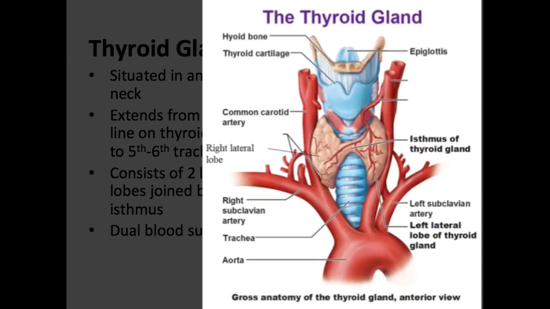Similarly, the superior thyroid veins drain into the internal jugular vein, whilst the inferior thyroid vein drains into the left brachiocephalic vein. In terms of its nerve supply, the thyroid gland is supplied by parasympathetic fibers of the superior laryngeal nerve and the recurrent laryngeal nerve.